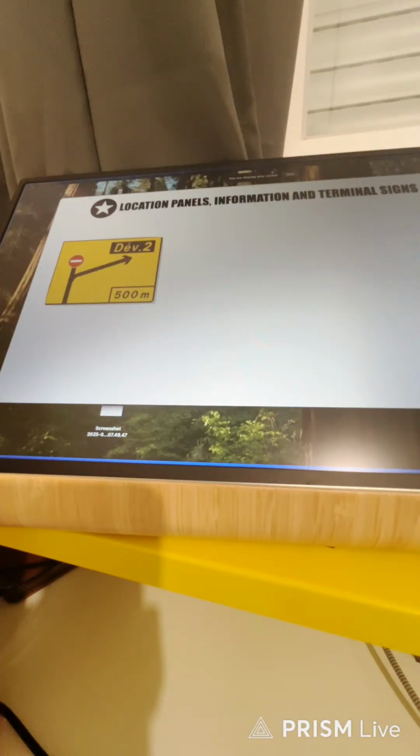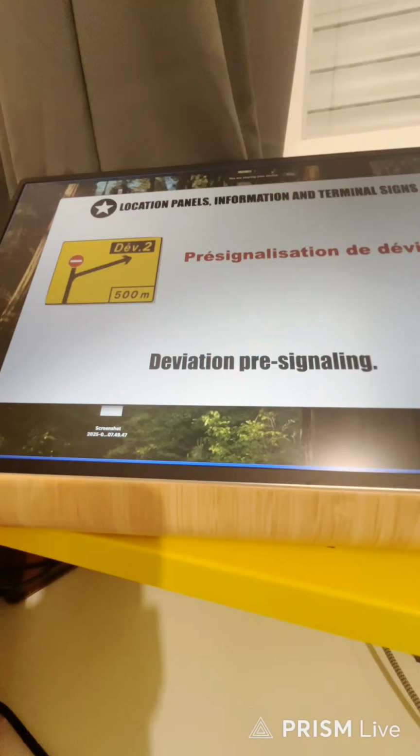Who can tell me what this panel means before I continue? It means that you cannot go straight, so you must go to your right hand side. That's where the road continues. Exactly. At 500 meters. Good. So it's called pre-signalization de diversion. They will not ask you for this name, but being able to identify what is inside that picture is very important.